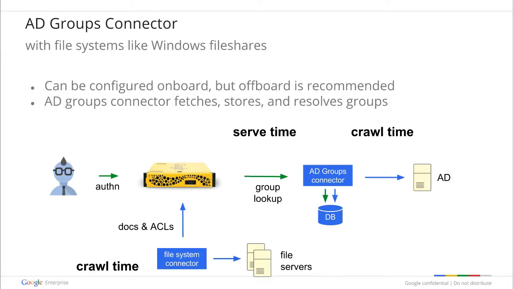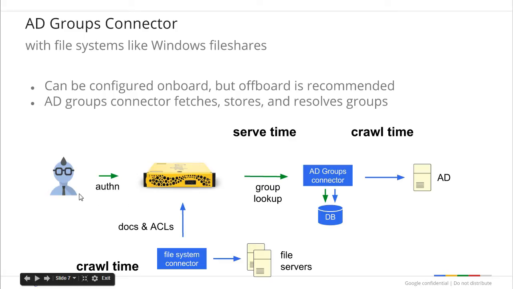As shown here, blue lines represent crawl time actions, and green lines represent serve time actions. So at crawl time, the GSA will register the groups connector. The groups connector will go out to Active Directory, get group membership, and then write that information into a database. At the same time, the GSA will talk to the file system connector. File system connector will build a feed that contains the documents and the ACLs. That will be stored in the GSA.